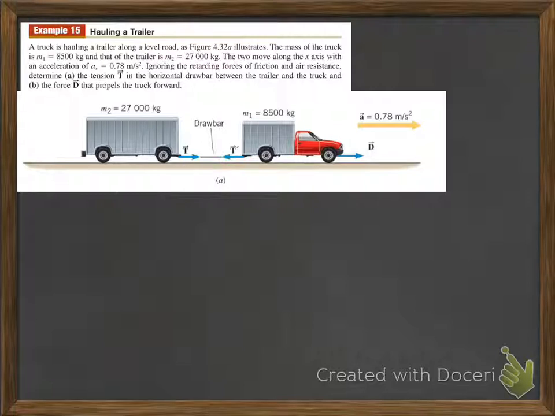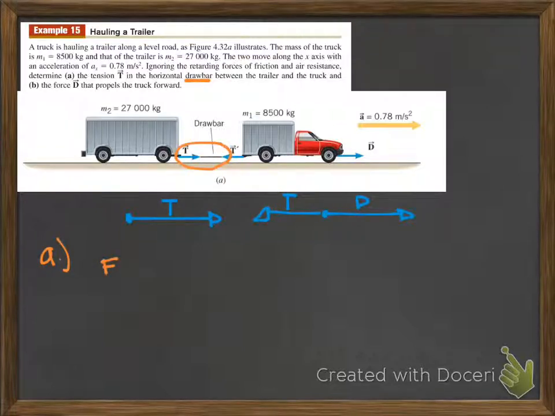Okay, so here we have our first problem, which states a truck is hauling a trailer along a level road. As the figure illustrates, the mass of the truck is 8,500 kilograms and the trailer is 27,000 kilograms. The two move along the x-axis at an acceleration of 0.78 meters per second squared. Ignoring the forces of friction and air resistance, determine the tension of the drawbar and the force of D that propels the truck forward.